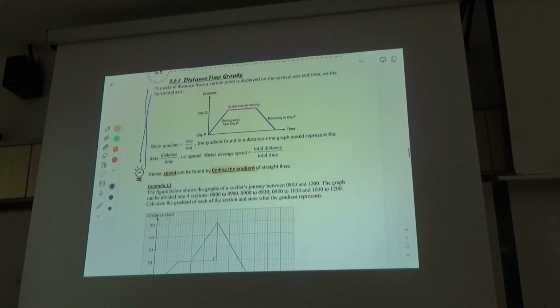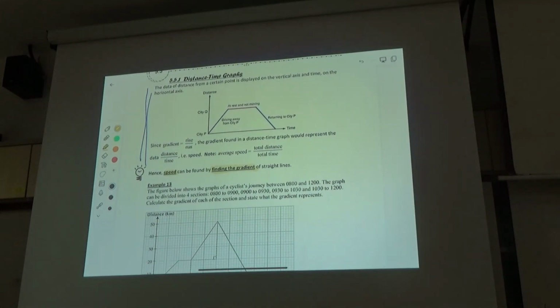I want us to dive deeper into distance time graph. So if you may listen to page 14 of your notes.